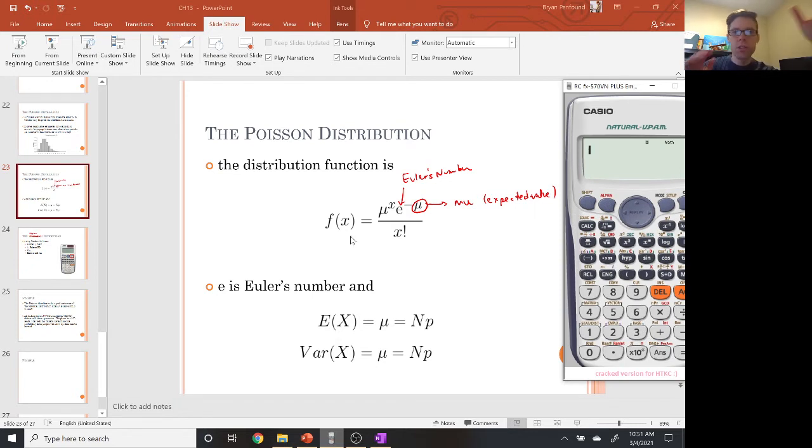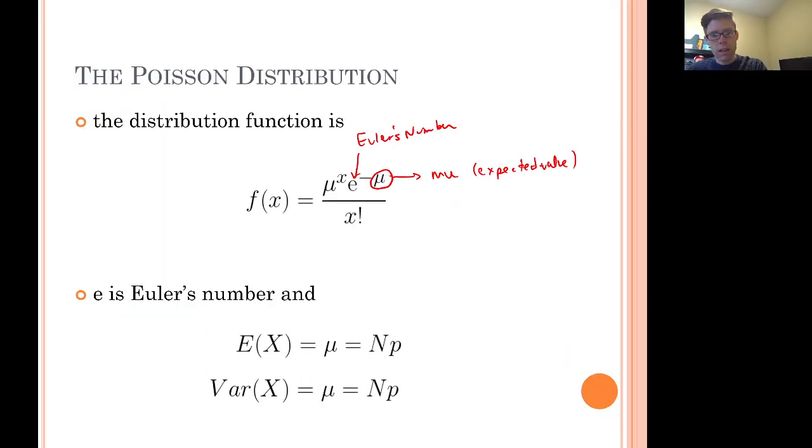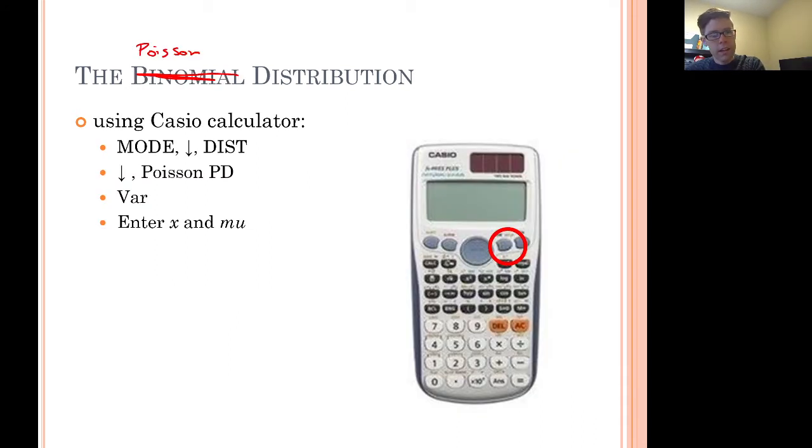What we really want to be able to do is distinguish between, it'll be the same as the binomial, whether or not we want to use the PD function, which is x is identically equal to something, or we want to use the CD function, which is an accumulation. So x is less than or equal to something. The same kind of thing is going to happen with our Poisson distribution. So when we go to use the calculator, we have two choices. We have the Poisson PD, which is going to evaluate the probability that x is equal to something. And then we have the Poisson CD.